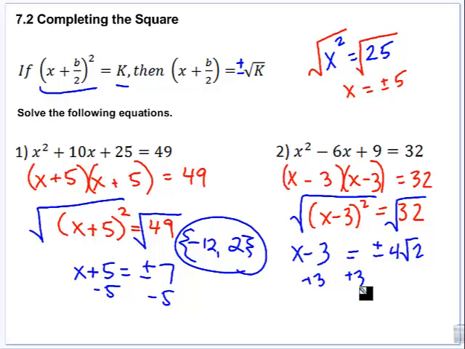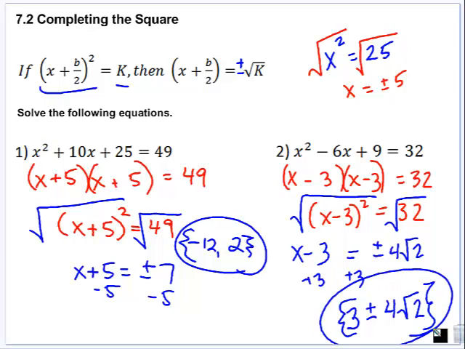Now, the way we're going to write this, because 3 and 4 square root of 2 are not like terms, we are just going to write our final solution as 3 plus or minus 4 square root of 2. And that is our final solution. We do have two answers there because we have a plus and a minus in between these. We will never write these as decimal answers. We will always leave these exact and in the square root.